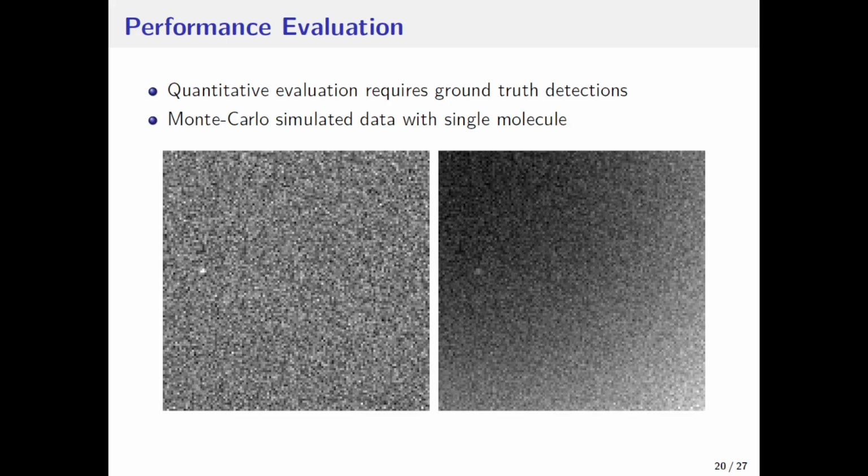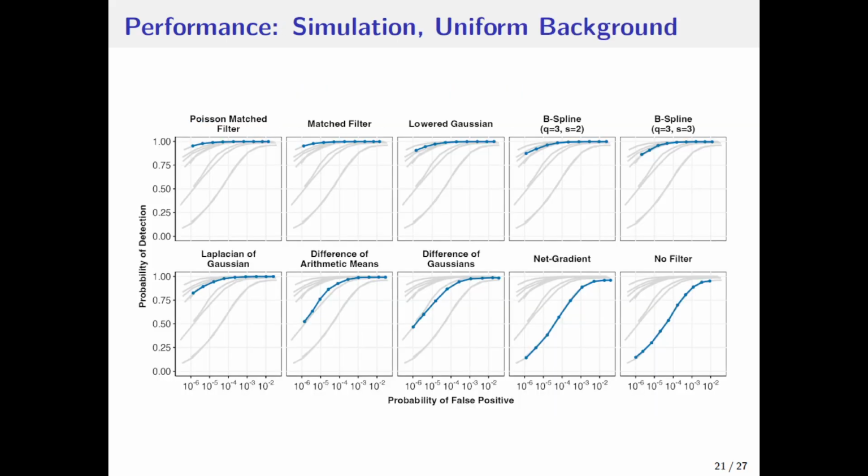We evaluate the performance by Monte Carlo simulations, which means we synthesize data with a single molecule, so we avoid some issues with two molecules overlapping. We tested a case with uniform background and with background that is parabolically, nonlinearly non-uniform. And here are some of the results, how it looks.